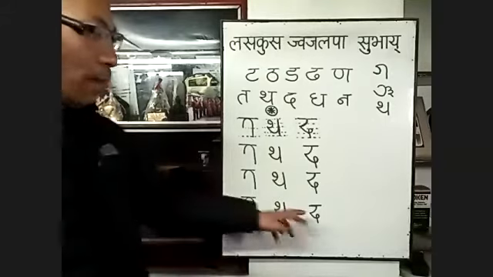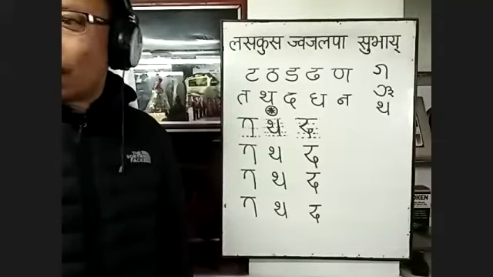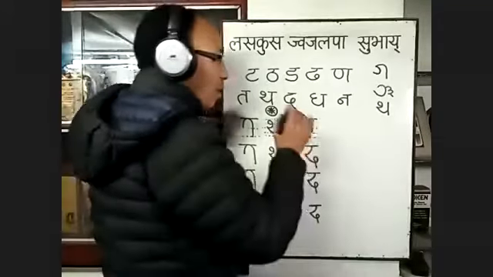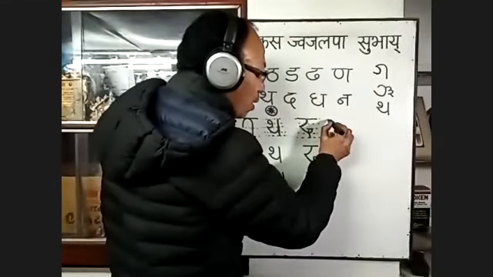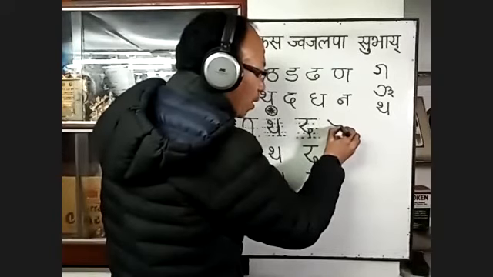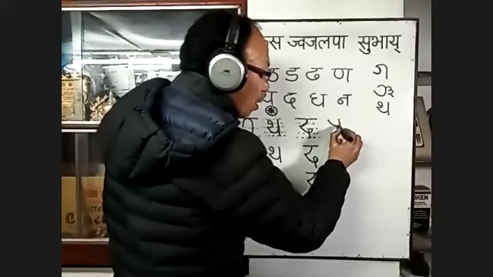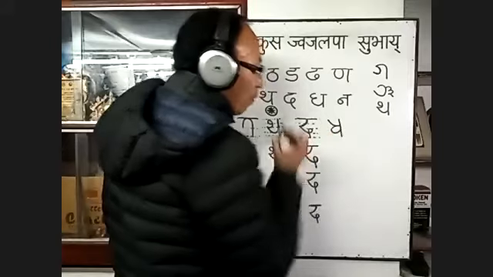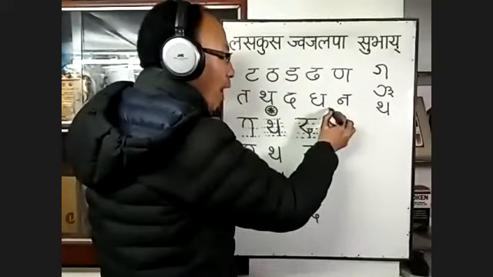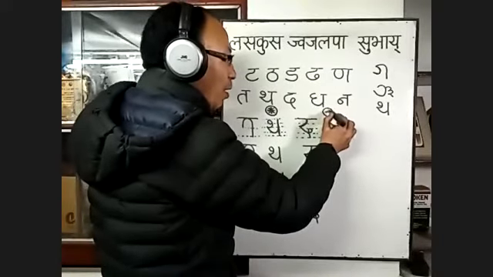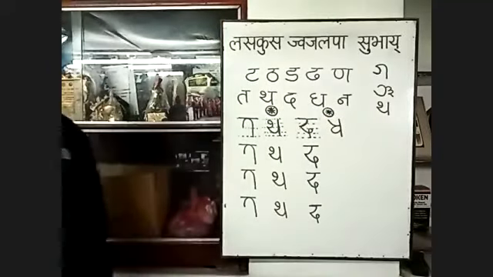Okay, then any confusion here? No, okay. Then another letter that is dha. Dha is somehow written like this. First you write like this, then draw a straight line, and then give this shape. And this is dha. And dha is also a letter not having the mo. Dha is also the mo-less letter.